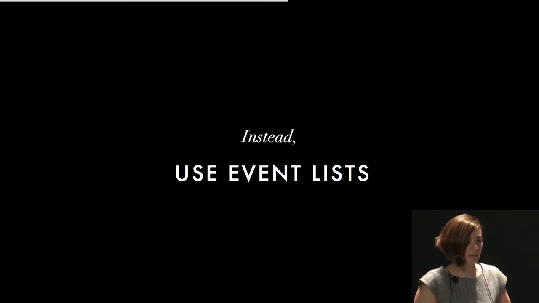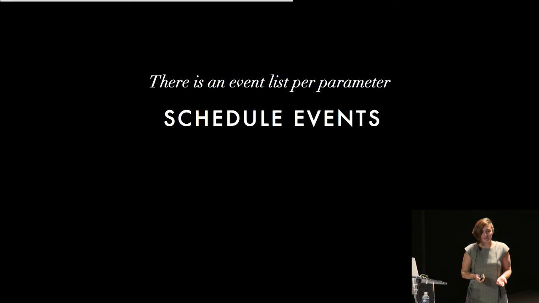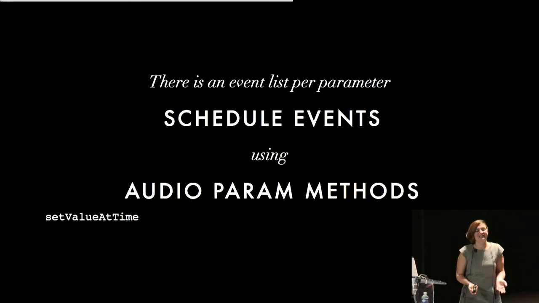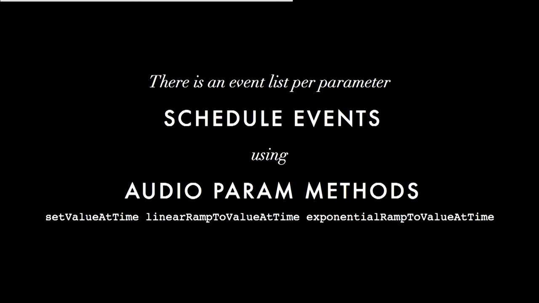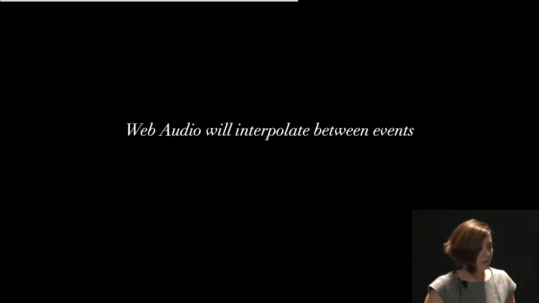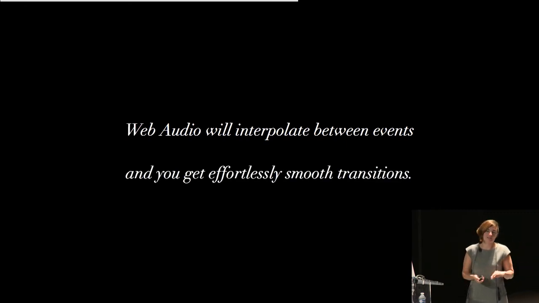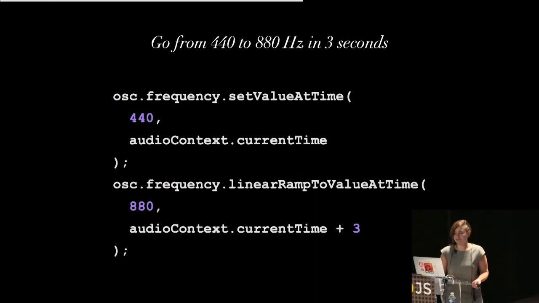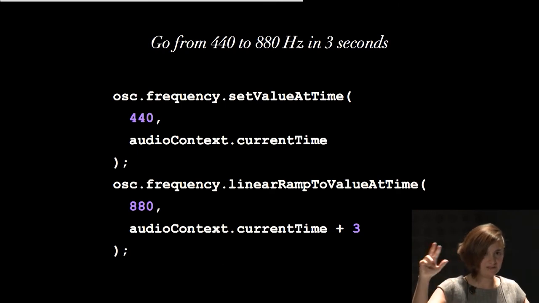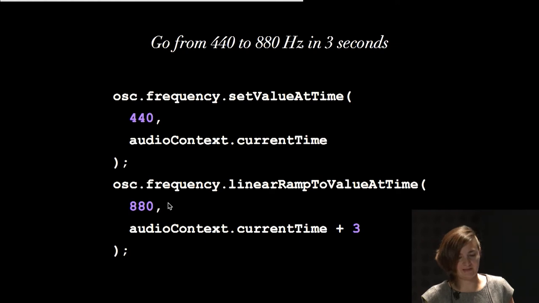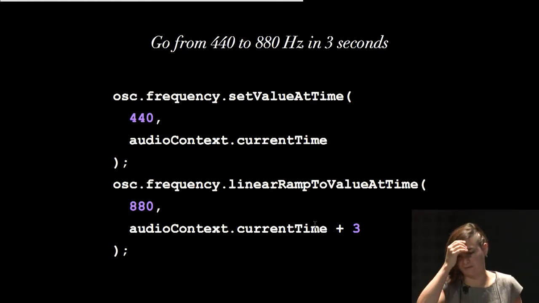So what you need to do is actually use the event list. And there's an event list per parameter. These parameters also have functions that you can use to schedule events in the list. So you can say setValueAtTime, which schedules that the value is going to change sometime in the future. Linear ramp, exponential ramp, it's kind of like Tween.js, but with audio. Those are slightly different, but you don't need to worry about that. And then it interpolates between the events. You kind of program the thing, and then it will happen sometime in the future, and you get smooth transitions. For example, with this, you would just say setValueAtTime 440, which is the starting value, and then linearRampToValueAtTime 880 at 3 seconds. So it will just take 3 seconds to change to that value.